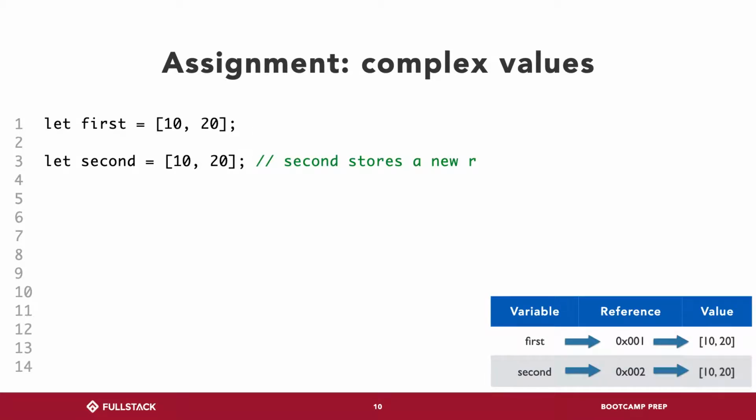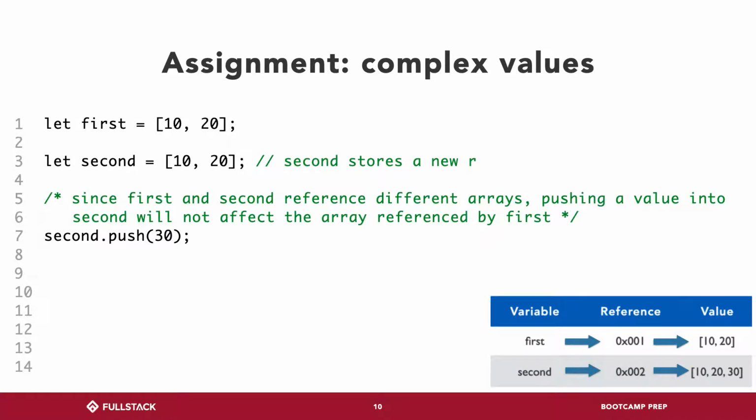But now, if you say let second equal to an array that looks exactly like the thing you're setting to first, these are different arrays, though. You're defining the array here on line 1 and on line 3. They're different things. So since first and second reference different arrays, pushing a value into second will not affect the array referenced by first. These values, first and second, are holding references to different arrays.